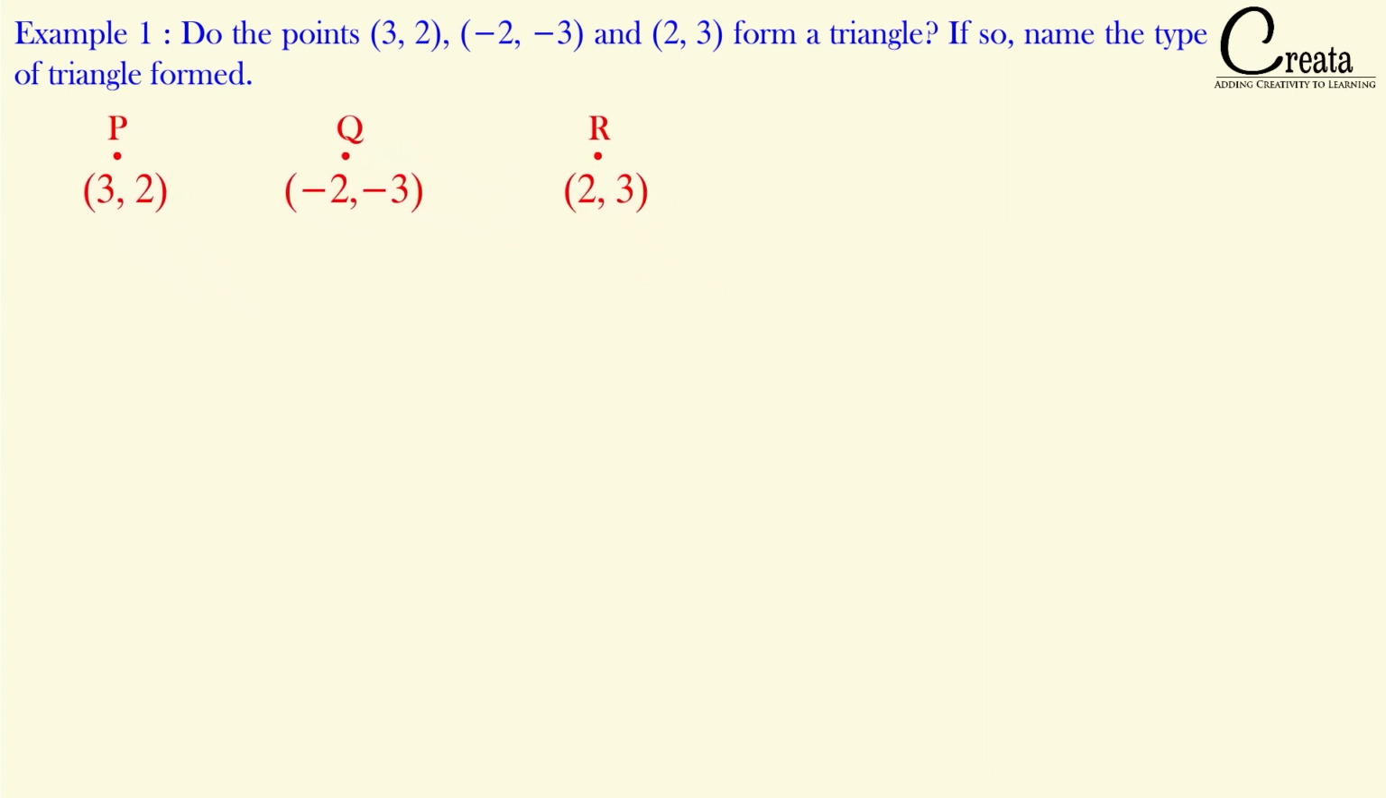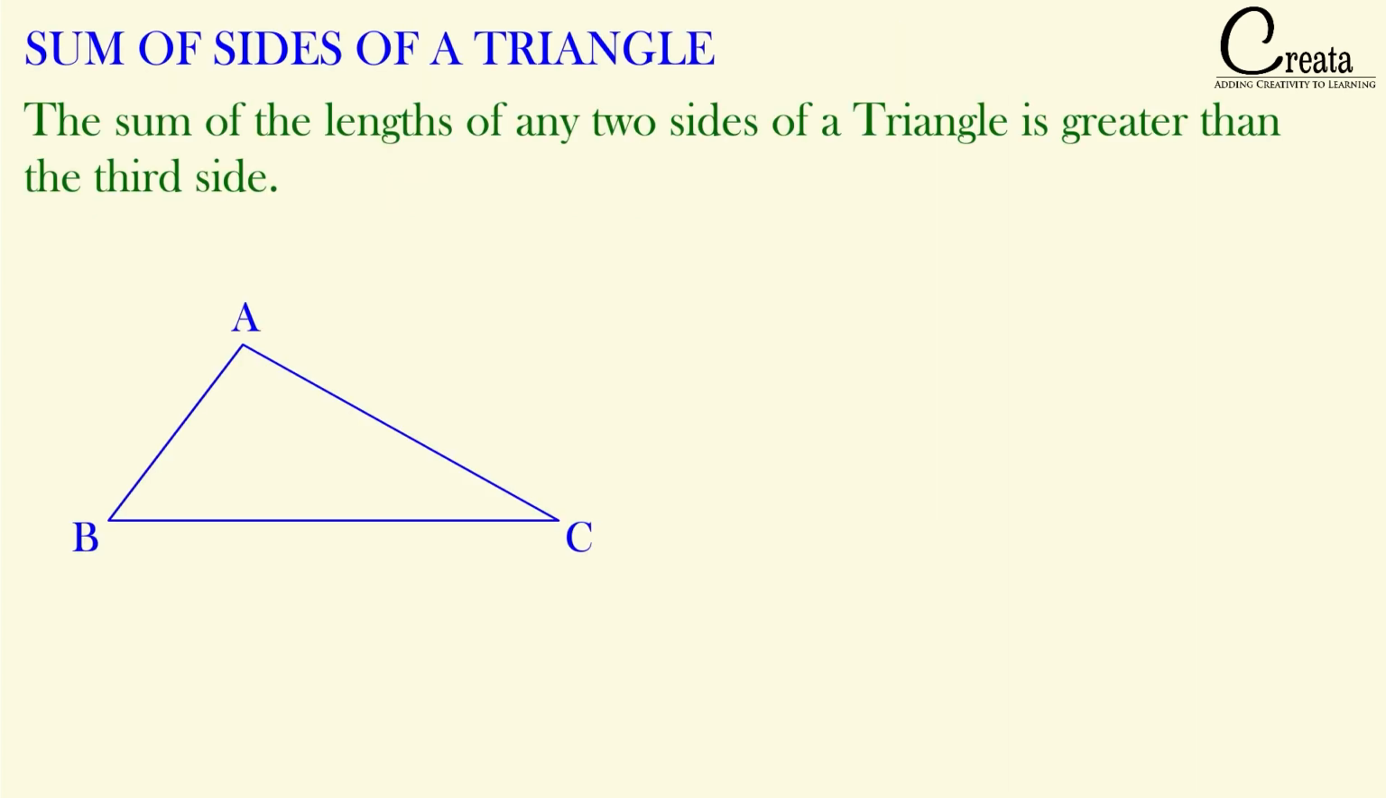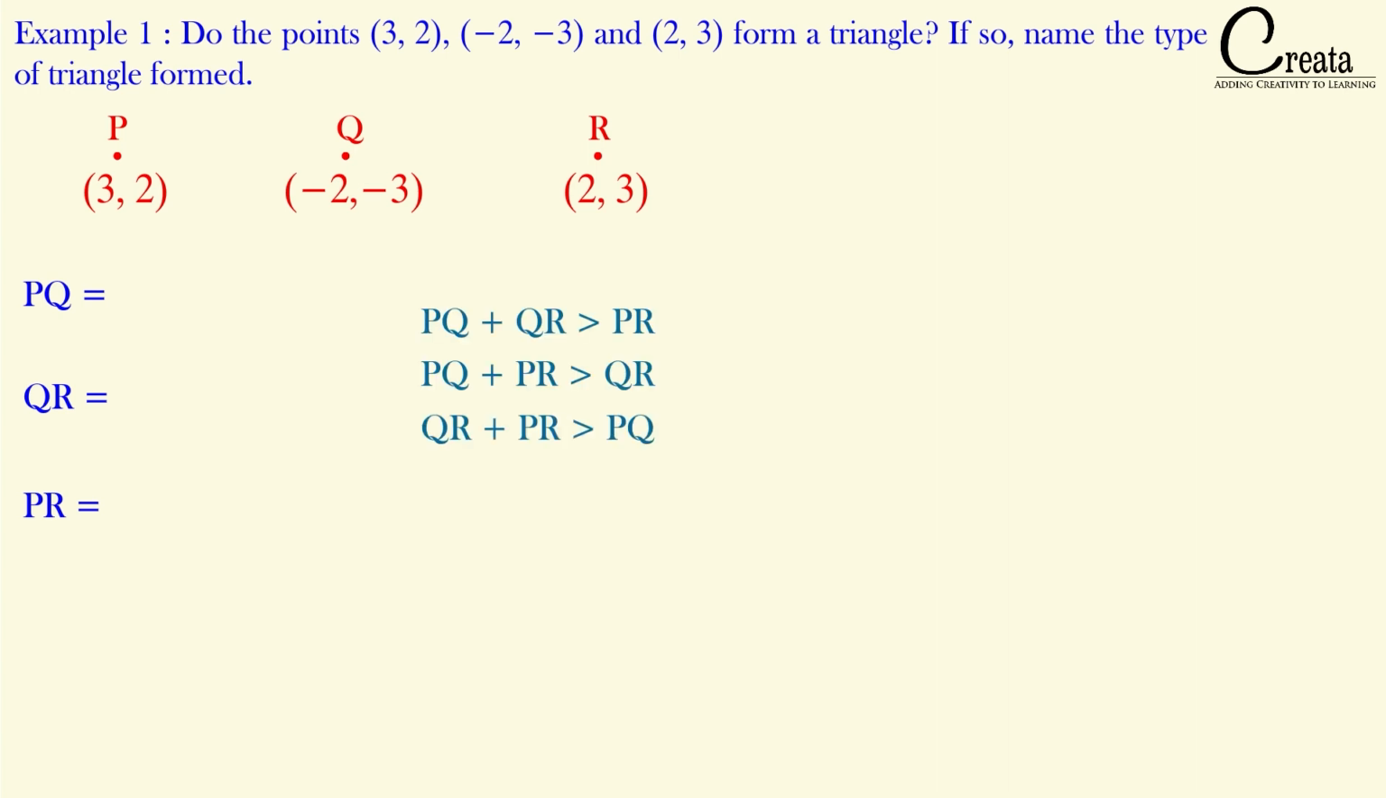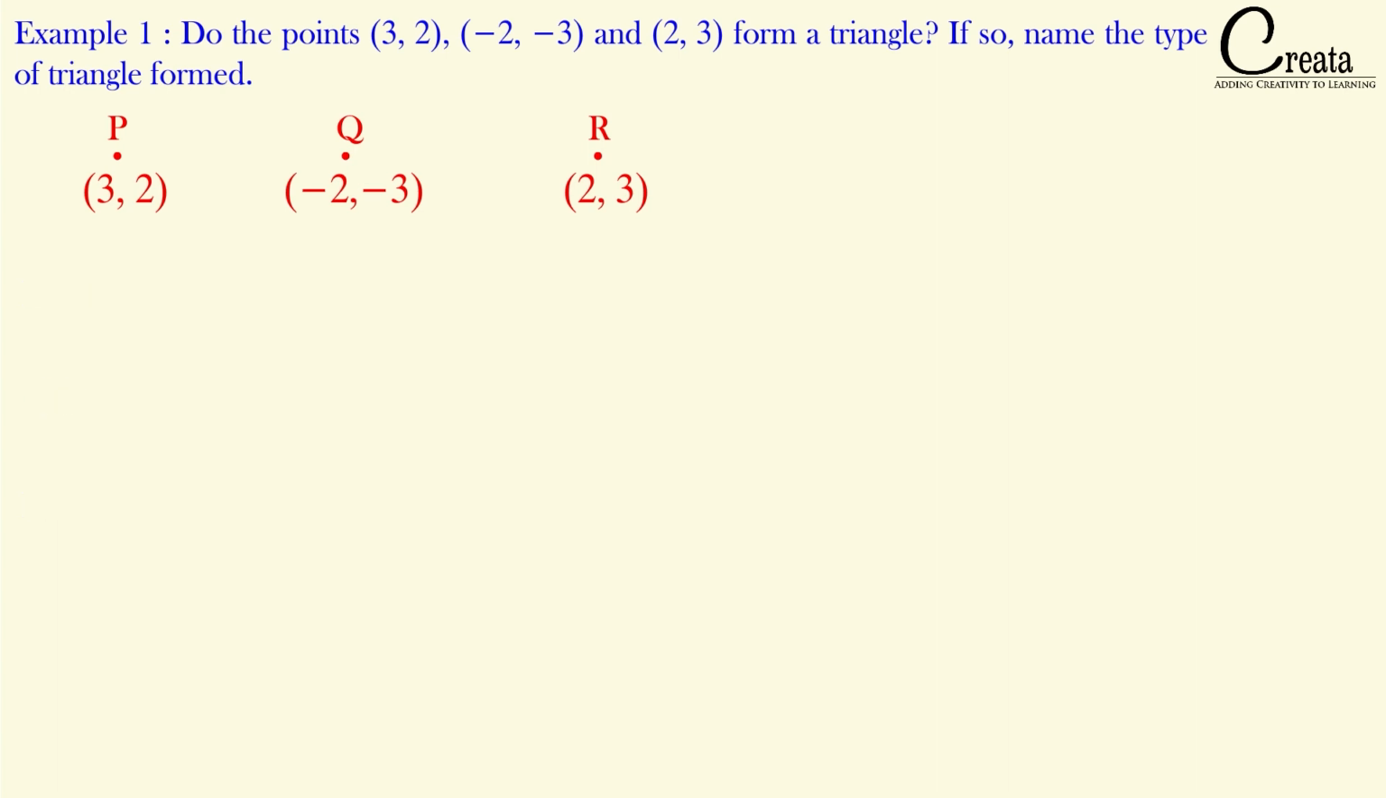How will we check whether the triangle will be formed or not? We will find the distance between all these 3 points. If the distance satisfies the triangle inequality theorem, then we can say it is a triangle. What is the triangle inequality theorem? We know the sum of two sides of the triangle should be greater than the third side. So we will find the distance between points P, Q and R, then check whether the sum is greater than the third side or not. So basically, in terms of coordinate geometry and our formula, the question is asking us to find the distance between points P, Q and R.